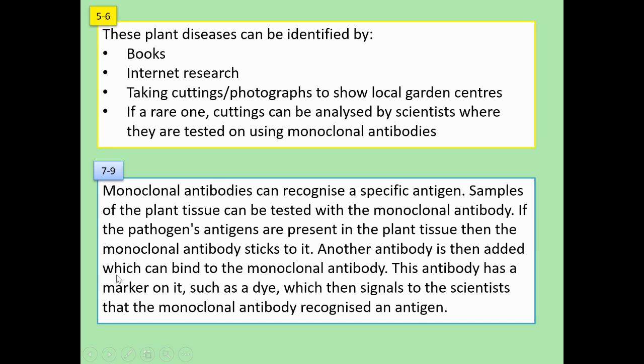Another antibody is then added which will bind to the first monoclonal antibody. This antibody has a marker on it, such as a dye, which will then signal to the scientists that the monoclonal antibody recognizes the antigen. You recognize the antigen, you recognize the pathogen. If you can see that the pathogen's there, now you can say what disease there is.